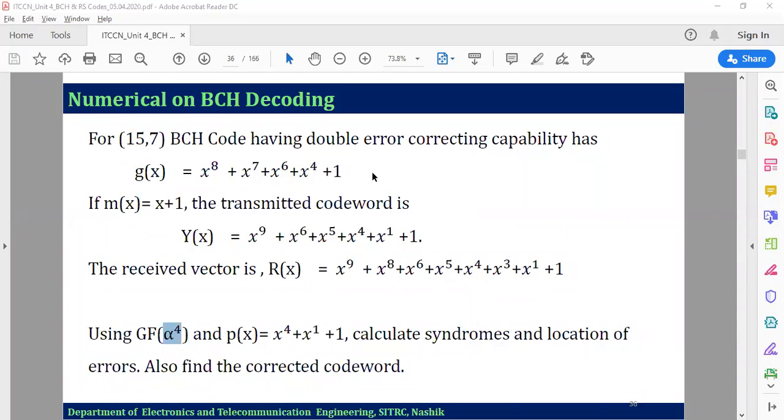Have you written the numerical? Please let me know. Finished.